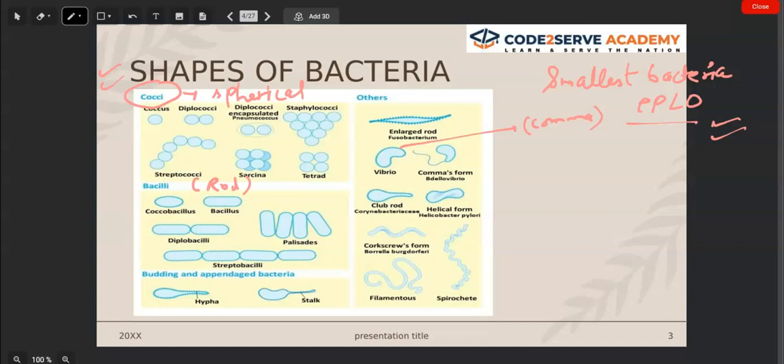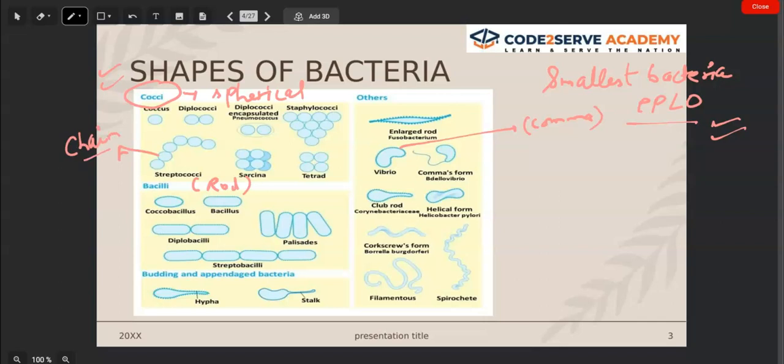So in spherical, if you see here, if there is a single bacterium, then it will be called coccus. If two bacteria are joined together, then it is called diplococci. If these two bacteria are capsulated, meaning they are covered with a capsule, then they will be called diplococci encapsulated. And if they are present in a bunch, like in a group, then it is called staphylococci. But when the group is in the form of a chain, it is called streptococci.